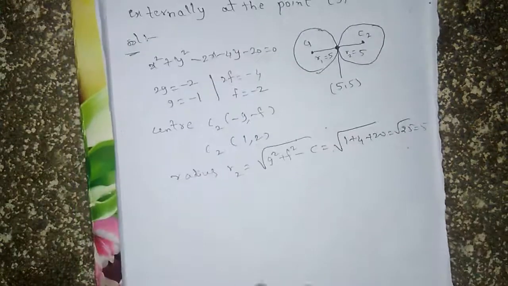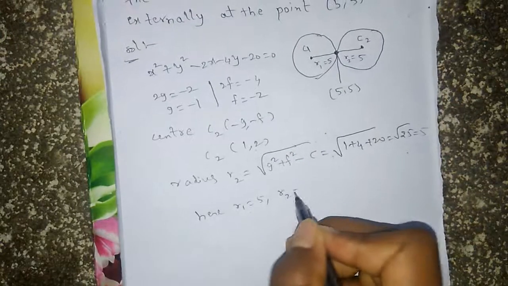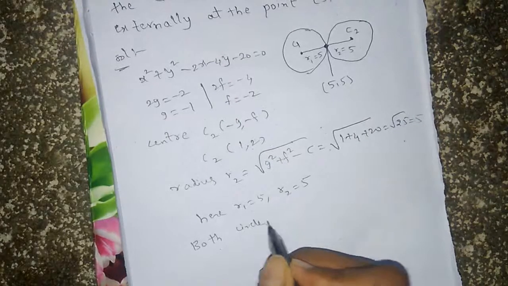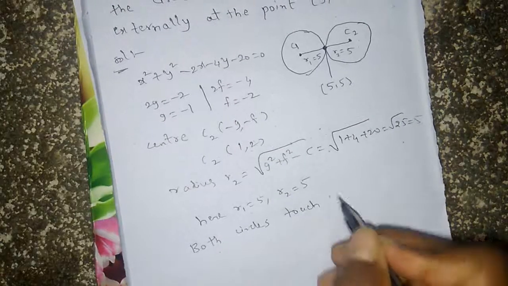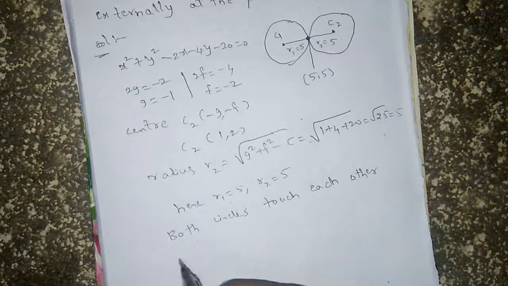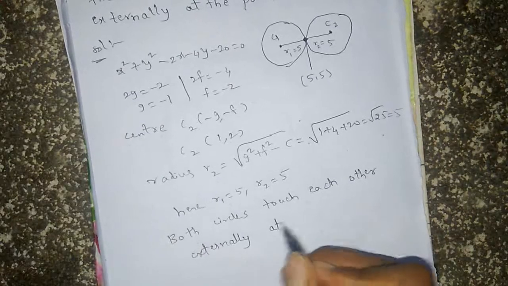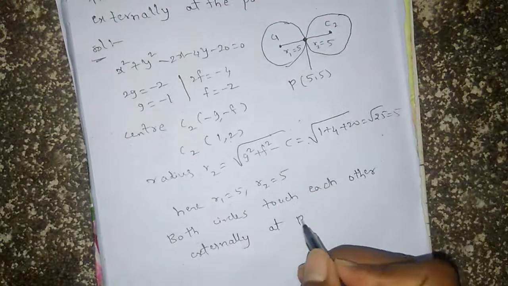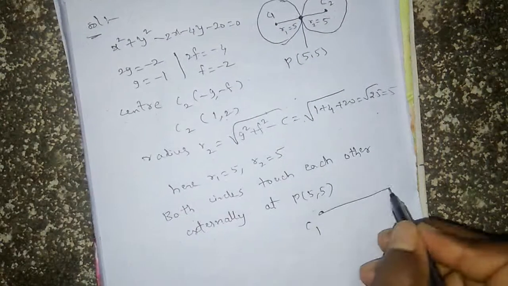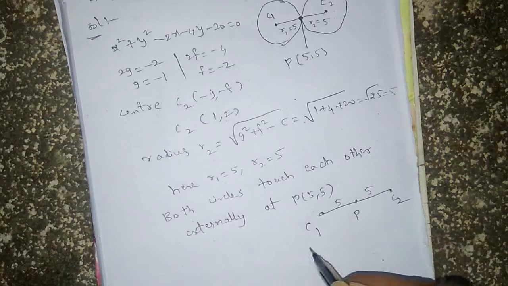Here R1 is equal to 5, R2 is equal to 5. Both circles touch each other externally at P 5 comma 5. Here C1, C2, P, this is 5, this is 5.